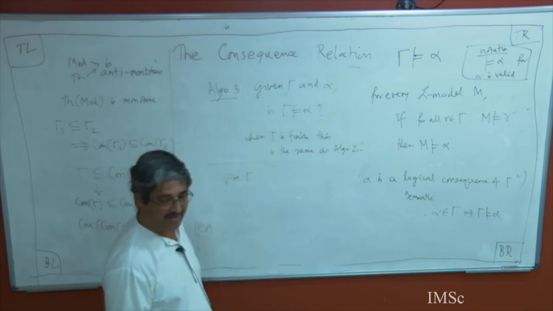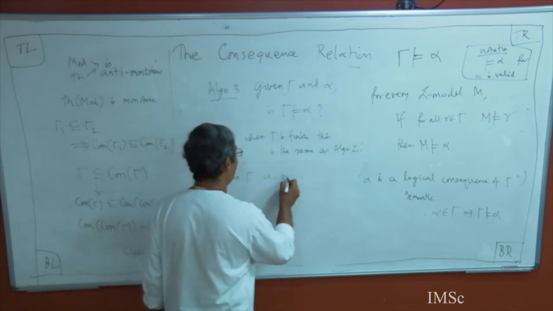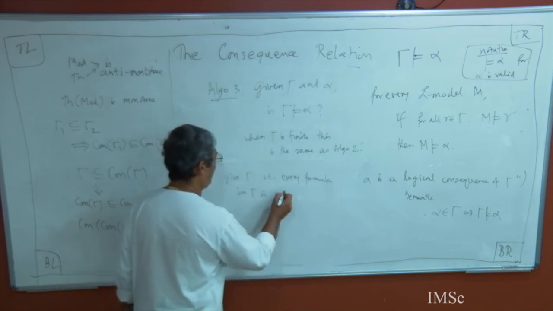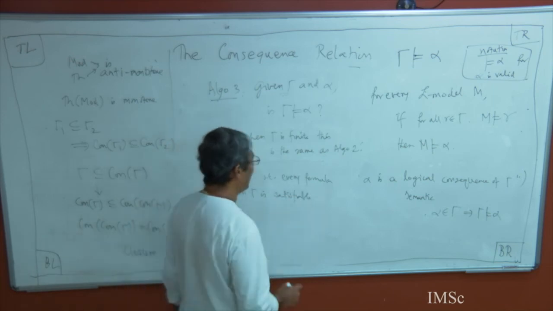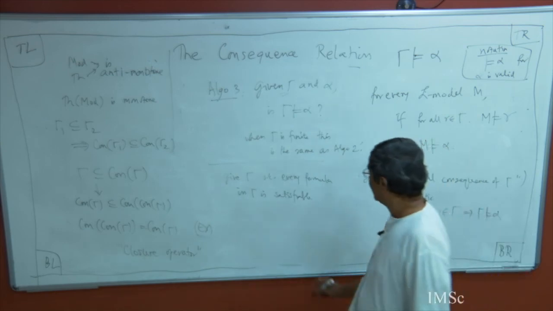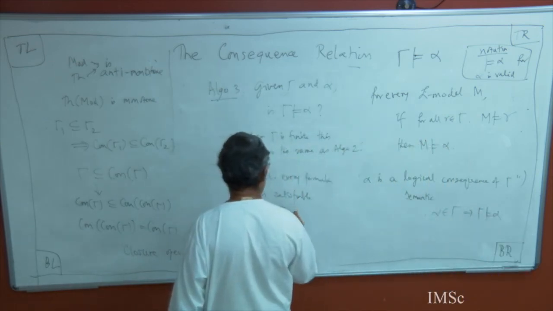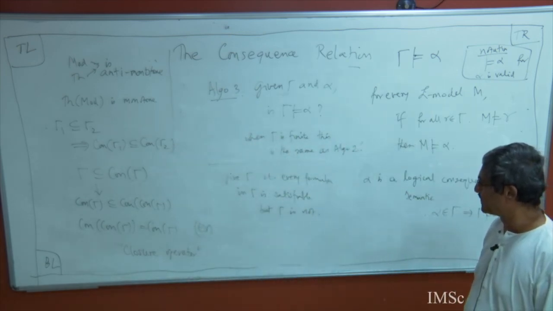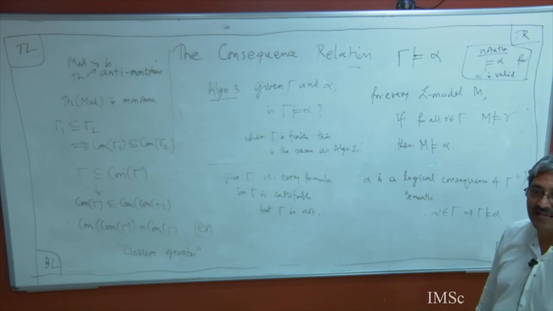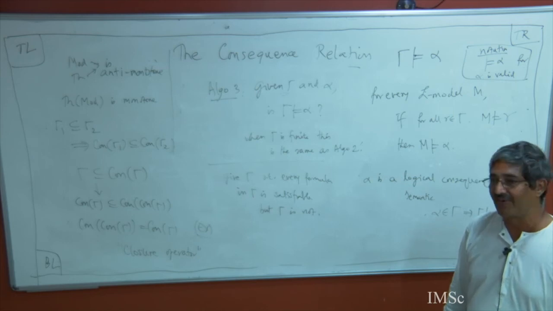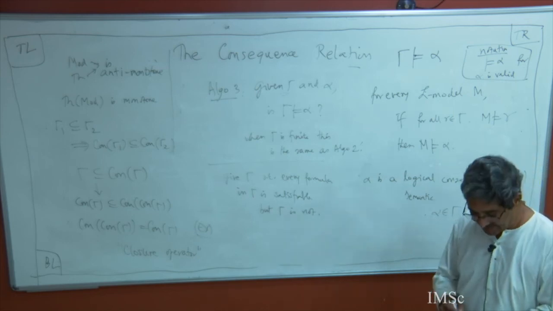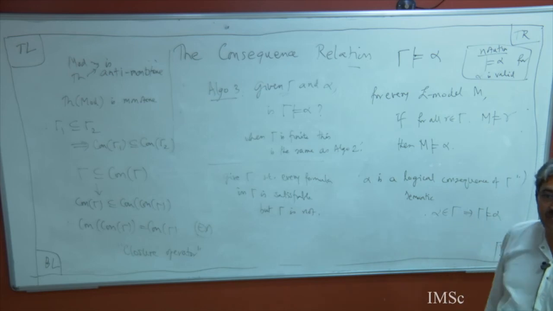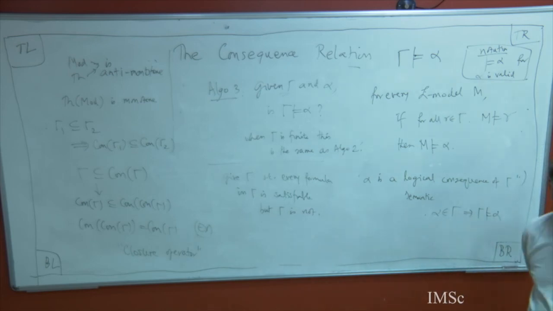Give me a set of formulas gamma such that every formula in gamma is satisfiable, but gamma is not. In fact, you can give me a finite set of formulas gamma such that every formula individually is satisfiable, but the whole set is not satisfiable together.